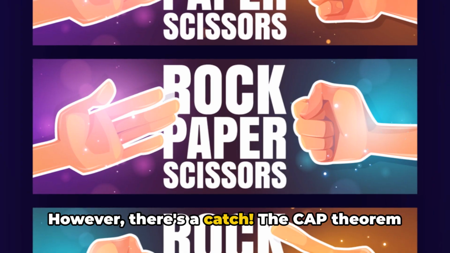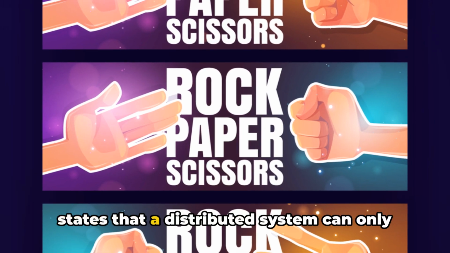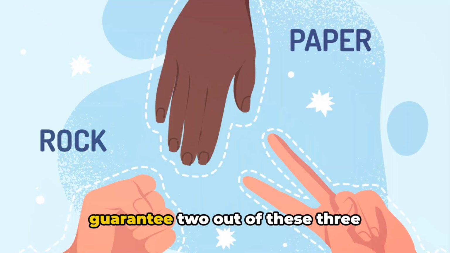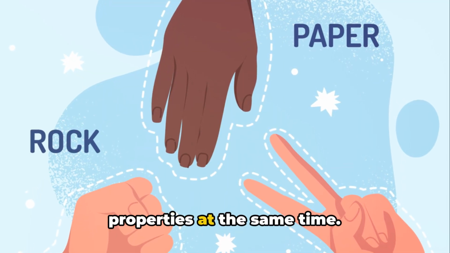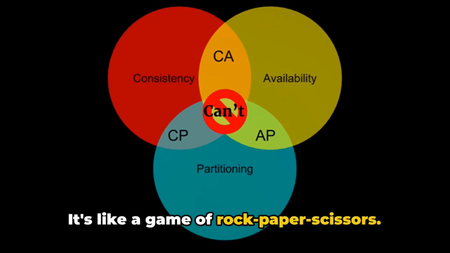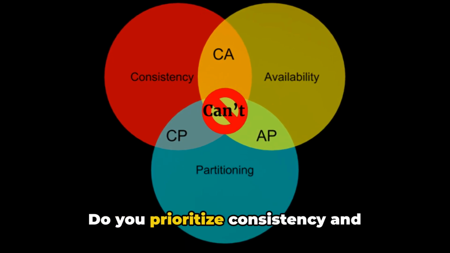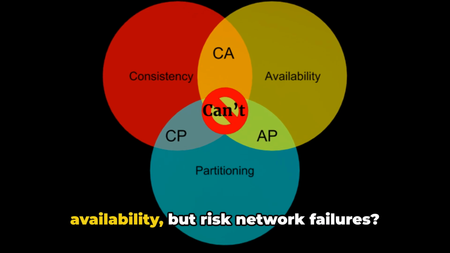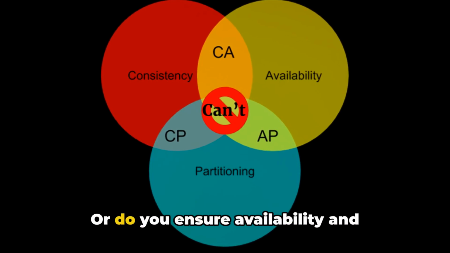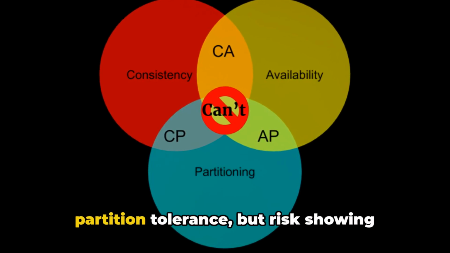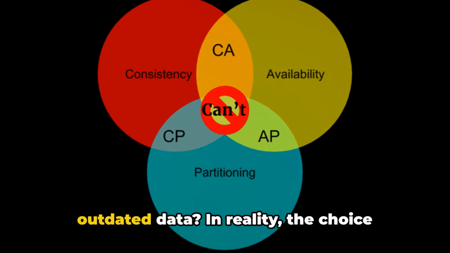However, there's a catch. The CAP theorem states that a distributed system can only guarantee two out of these three properties at the same time. It's like a game of rock, paper, scissors. You can't have all three. You have to make a trade-off. Do you prioritize consistency and availability but risk network failures? Or do you ensure availability and partition tolerance but risk showing outdated data?